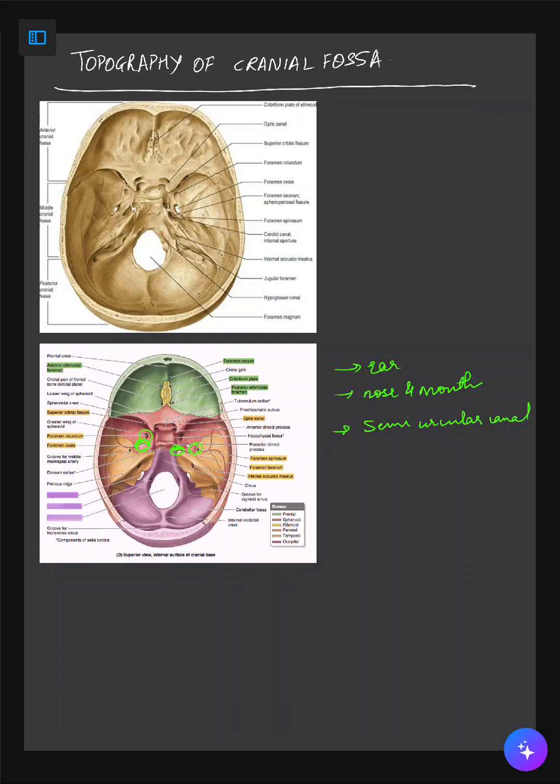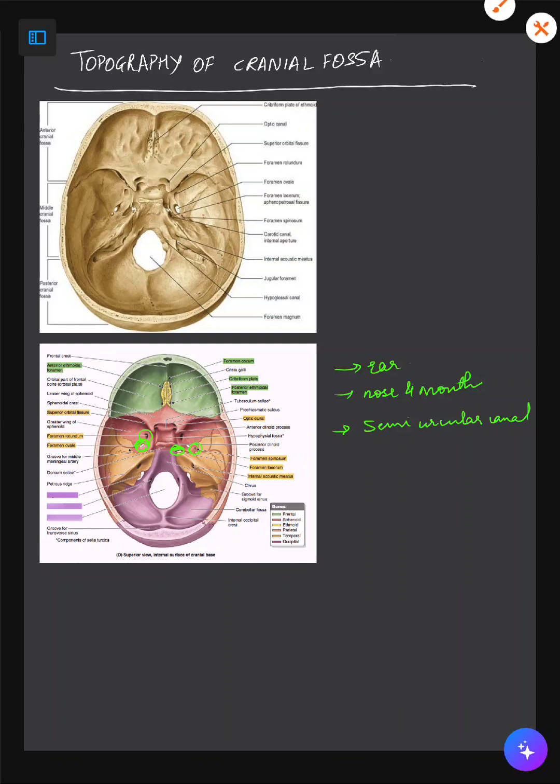If there is bleeding and discharge of cerebrospinal fluid through the ear, or if the sphenoid bone is involved, then bleeding through the nose and mouth occurs. If the internal acoustic meatus is damaged or fractured, then the facial and vestibulocochlear nerves may be damaged. And if the semicircular canal is damaged, then vertigo can occur.